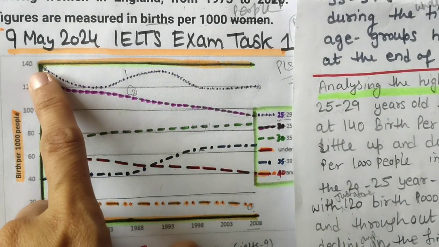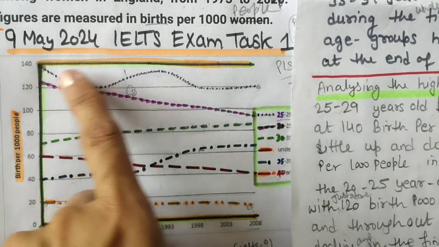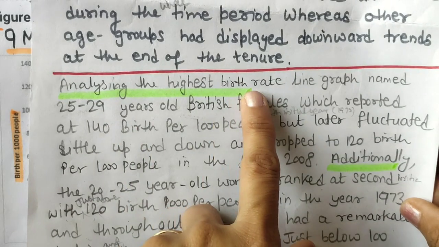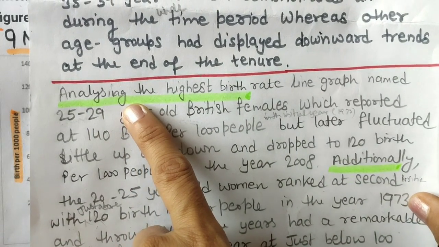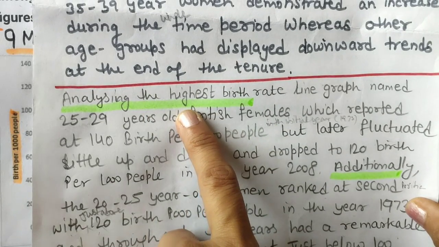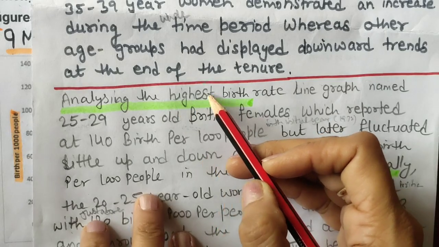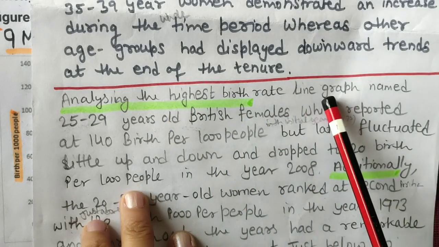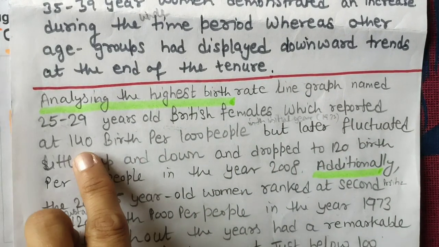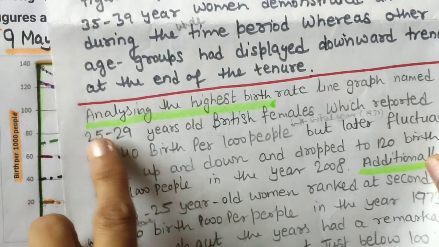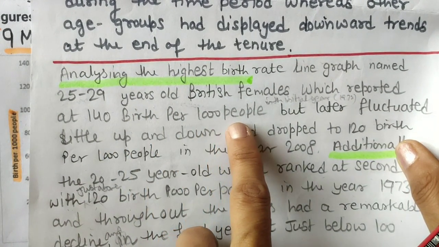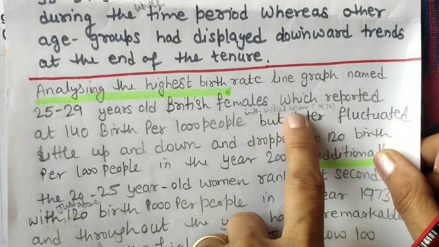I will definitely give an explanation about the first year, from where it had started, and the last year is also important. So, analyzing the highest birth rate, you can start any body detail paragraph with this. Analyzing the highest, I am using this word again, actually I must change this word. Analyzing the highest birth rate line graph named 25 to 29 year old British females, which reported at, which amounted, also you can use which accounted to, also you can use the word which reported at 140 births per 1000 people within the initial year 1973.